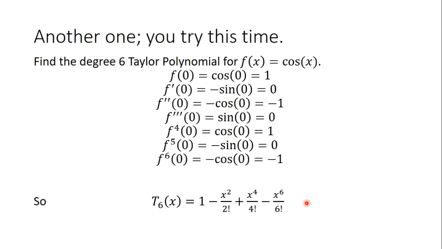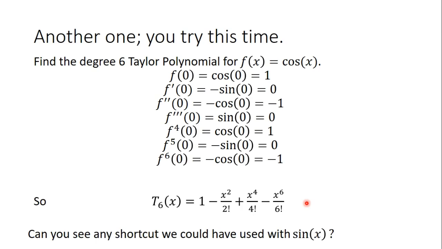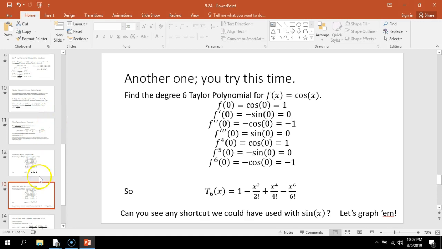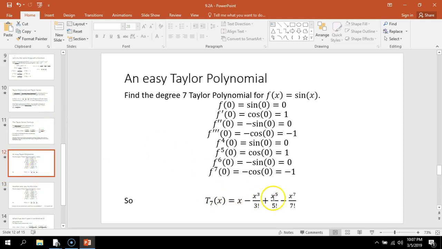Now, some of you may have used our knowledge from 9.1 to actually think, could you see any shortcut we could have used with sine x? I'm going to go back here to our sine. So this is the formula for sine x. How are sine and cosine related? Cosine is the derivative of sine, right? So couldn't we just take the derivative of this function? Let's see if it works.